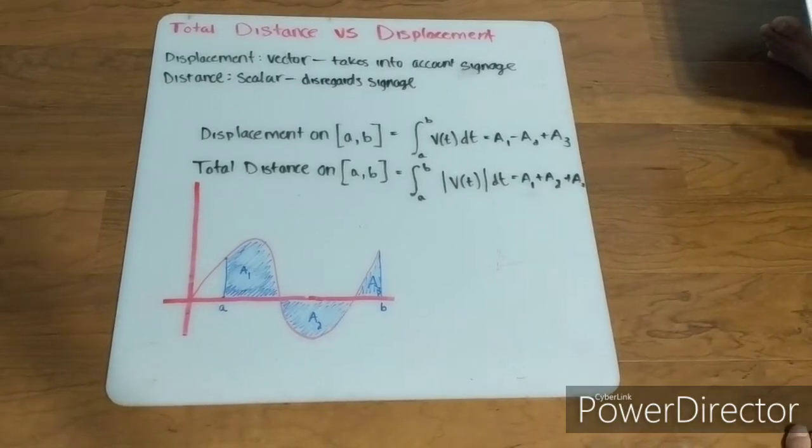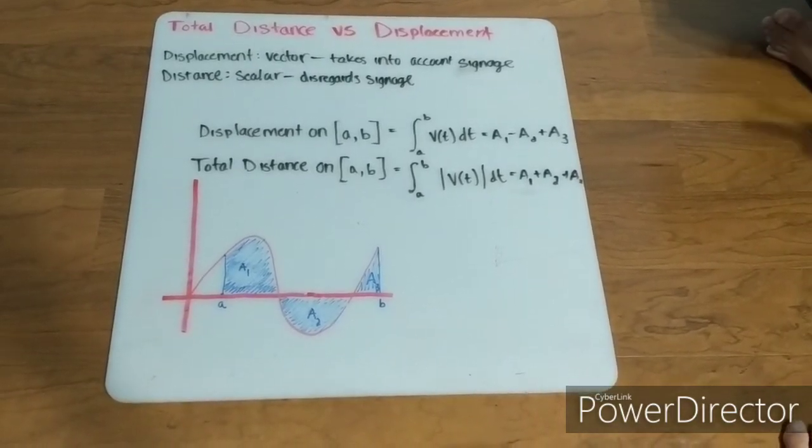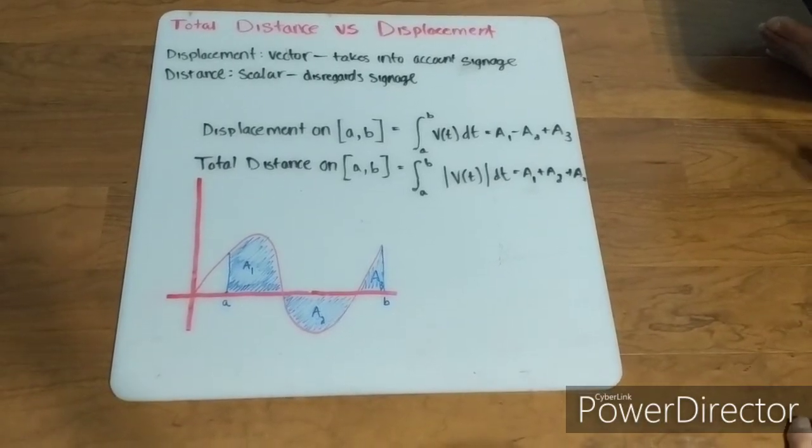Today we will be discussing total distance versus displacement. These are both concepts within the integration unit and are both used to find the area under a curve.